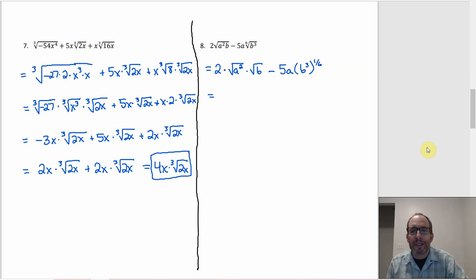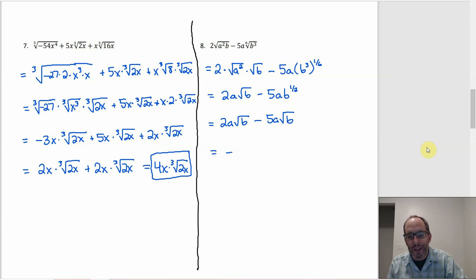So, all right, well, I guess we can say that square root of a squared is a, right? We can say this is 2a times the square root of b, and then minus 5a times b to the 3/6. But 3/6 is 1/2 if you reduce that fraction. So I'm going to rewrite that so they've both got radicals in them. So 2a radical b, and then minus 5a radical b. And now we know what to do, right? 2a minus 5a is negative 3a. So it's negative 3a times radical b. And that's the answer.